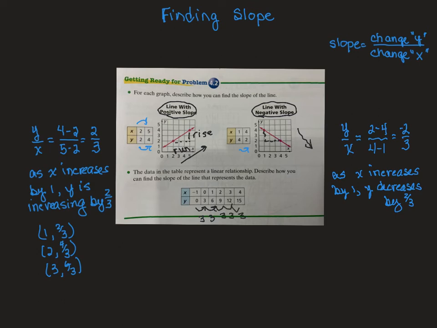So the change in y is 3, and the change in x is 1, plus 1, plus 1, plus 1. So that slope is 3. That means that as x increases by 1, y increases by 3.